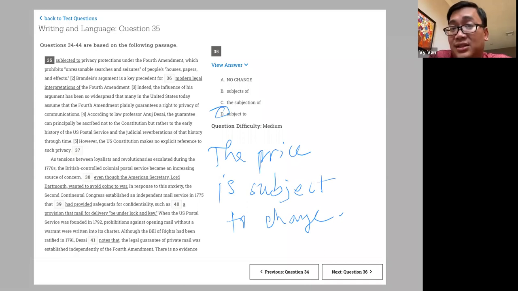It's never subjected to something. Okay, a lot of kids fall for this kind of trap. Oh, so it's passive voice, so you should be is subjected to change, and they would choose A. But the right phrase is subject to change, or to, in this case, to privacy protections.